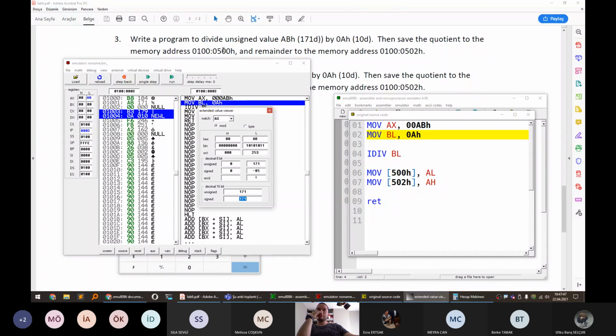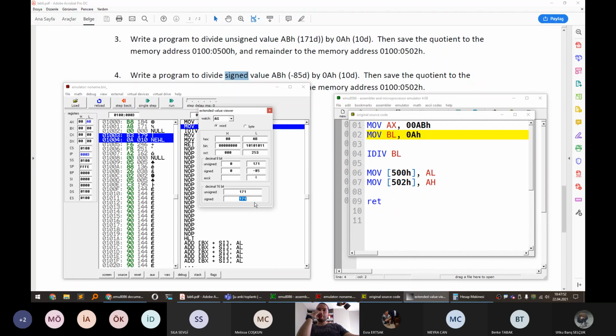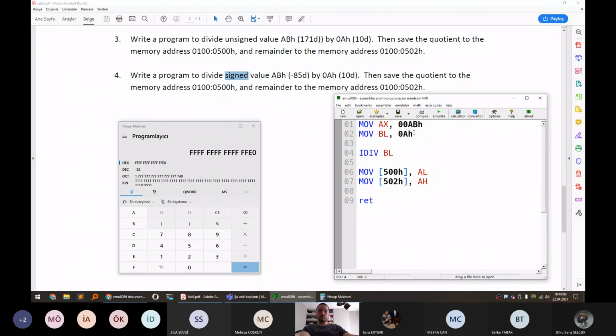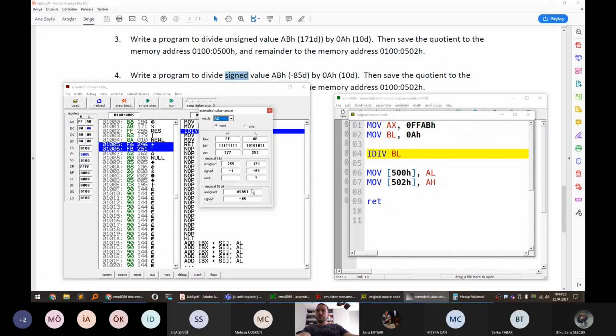Yes, this is wrong, because it should be minus 85, but it is 171. We have to look for the AX value. AL is correct, but AX is not. In division, we divide AX, that's why this is wrong. I'm going to put FF beforehand and look for the AX value. Now it's correct, minus 85. This will be the correct version.